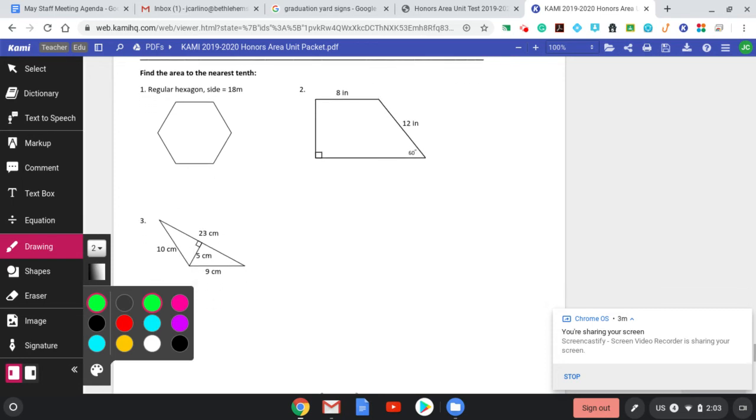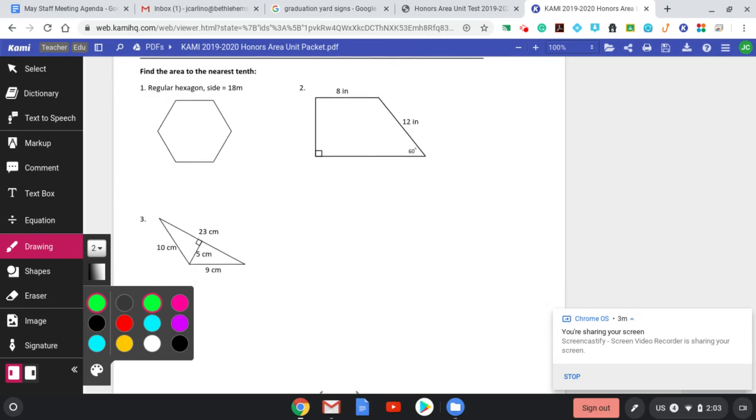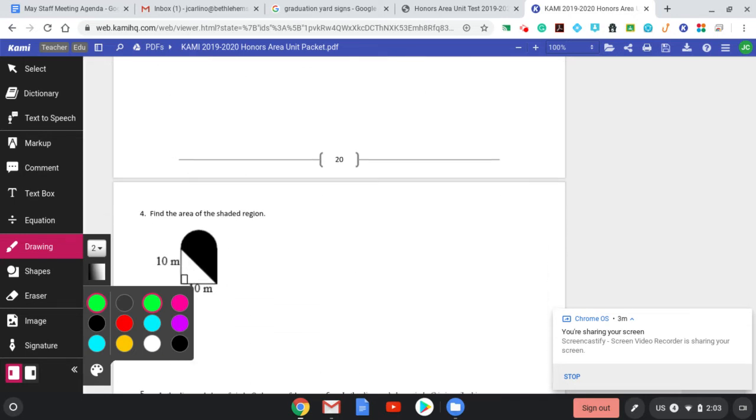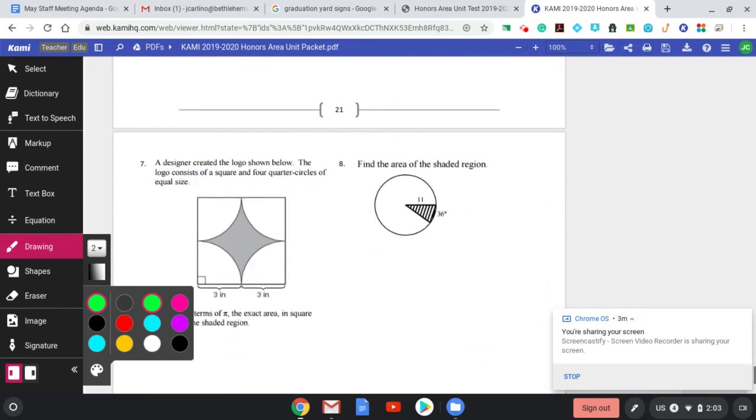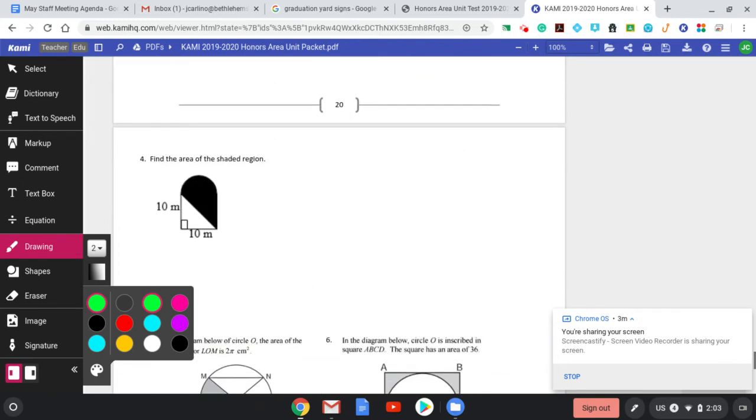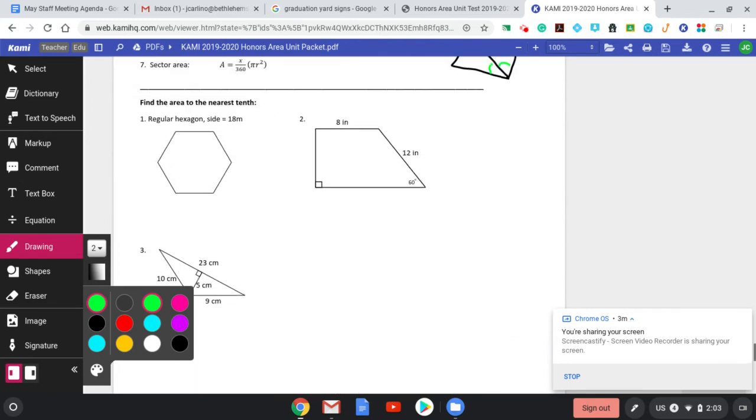Part of the assignment for reviewing for the test, and it is an actual assignment that you're going to put in your shared folder, is to complete pages 20, 21, and 22. I'll give you some help in doing a couple of these right now, and then you're on the hook for the rest of them. So here we go.